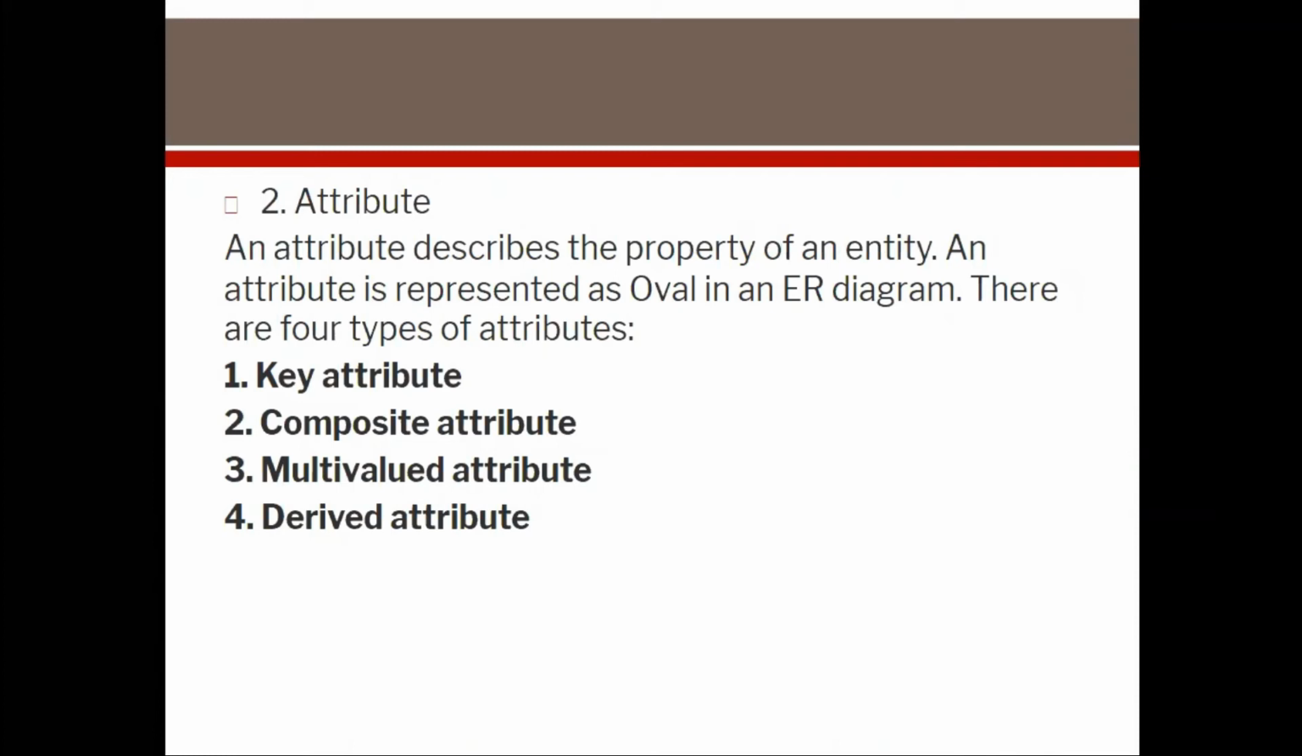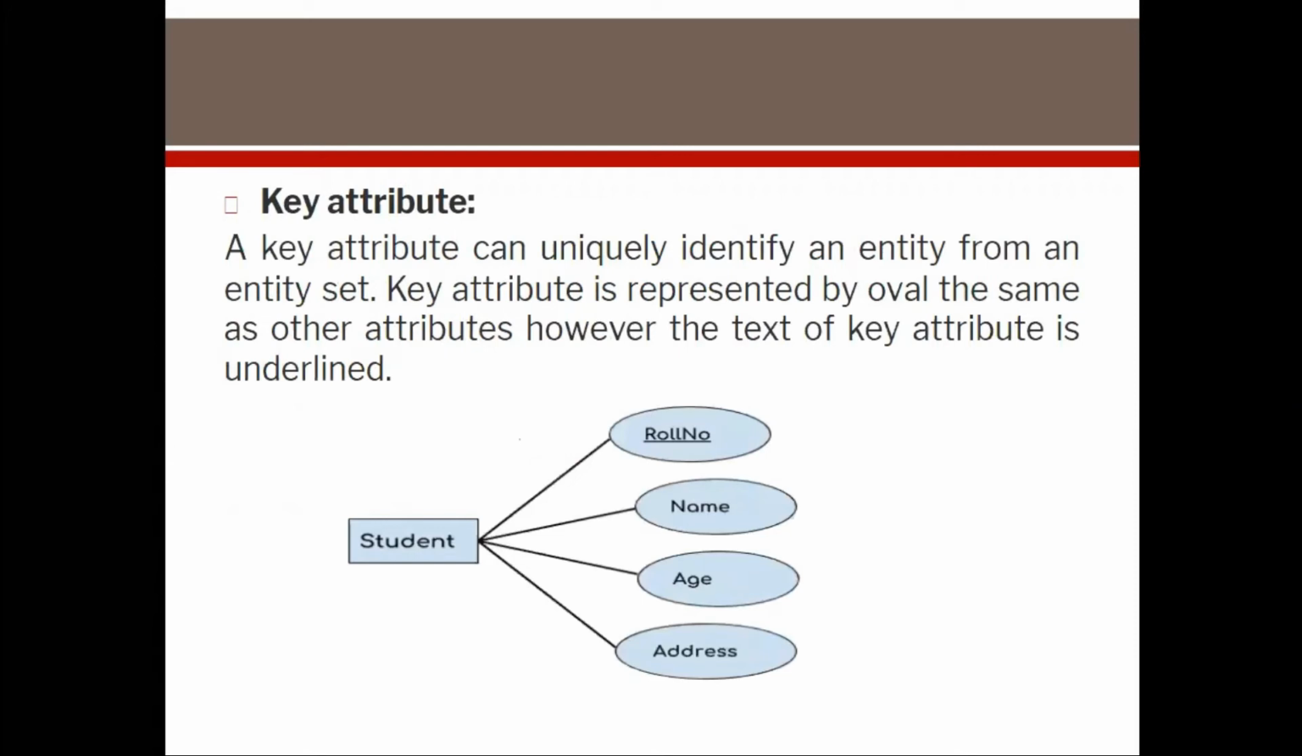Okay, the next part is your attributes, and then we'll learn what the different types of attributes are. Basically, as I told you in the previous part, attributes are the characteristics that a particular entity represents. It is denoted in an oval shape, as we saw there and will also see in the next example. There are four types of attributes that we'll cover: key attribute, composite attribute, multi-valued, and derived attributes.